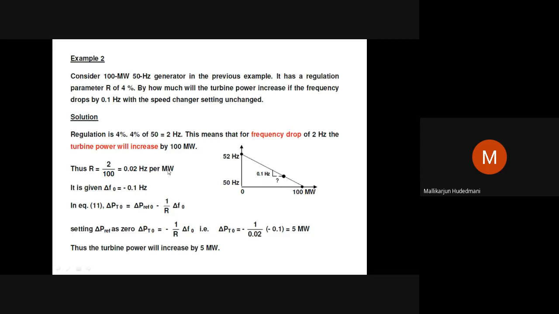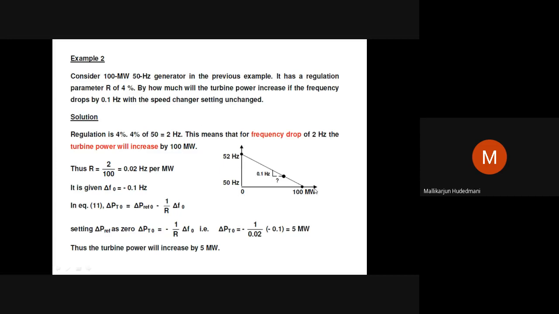So therefore, here is a drop of 0.1 hertz. 0.1 hertz with respect to 0.02, I am comparing here. So the shift required in the turbine power is delta F divided by R, which works out to 0.1 divided by 0.02 as 5. 5 megawatt is the need of the hour. This is how it should be worked out. So you learned here how these governor based actions are worked out.